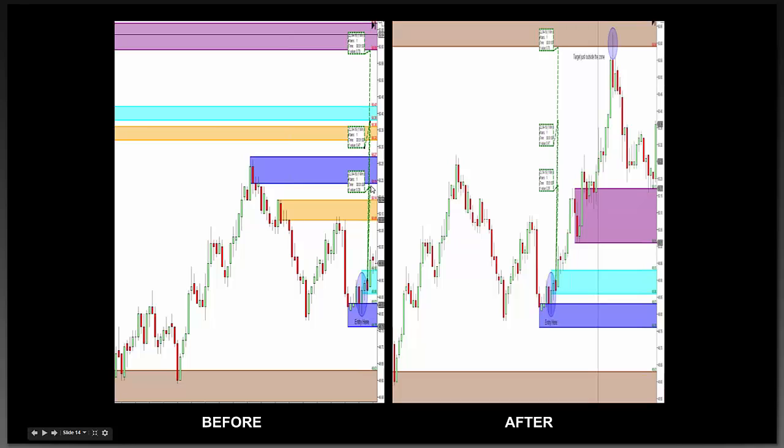And I like to take targets one tick outside of the level. That's just something that I've found that works for me over the years. And then you do first target there, second target there, and third target there.